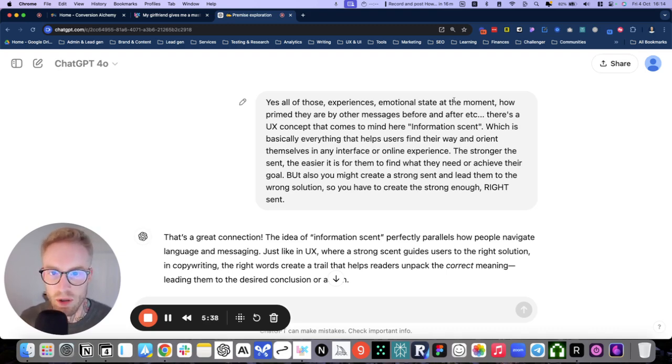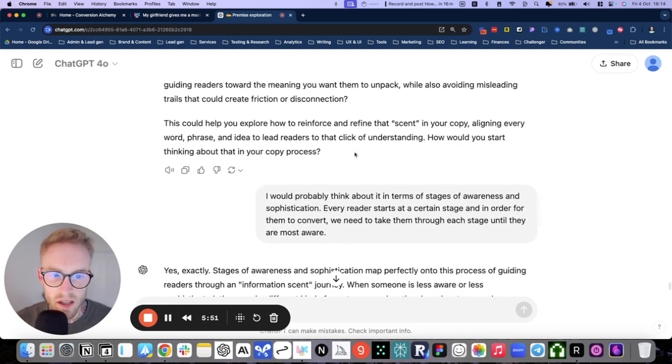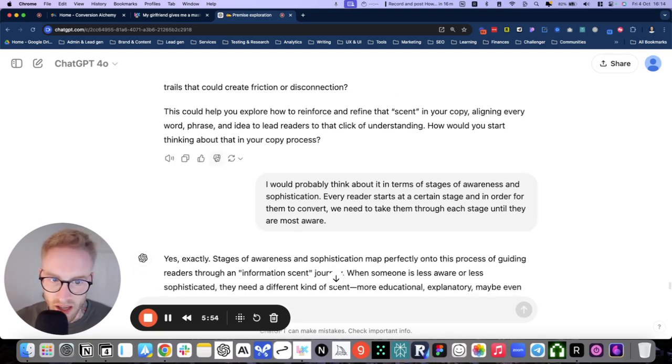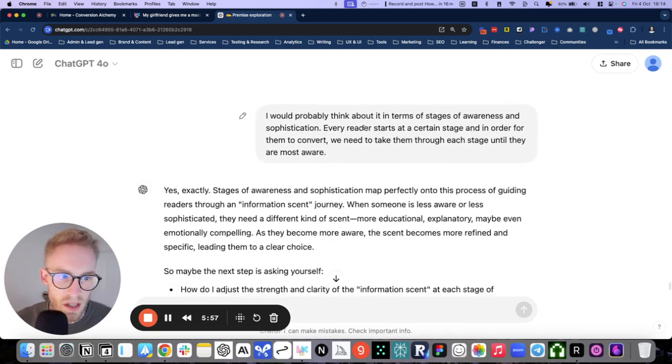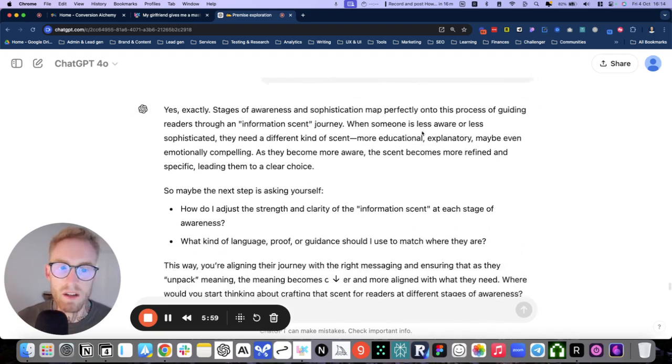ChatGPT should help you recognize and spot the areas where you don't know enough so that you can learn about it, investigate, and follow your curiosity. So moving down, ask me more questions. How would you start thinking about that in your copy process? I would probably think in terms of stage of awareness, sophistication.